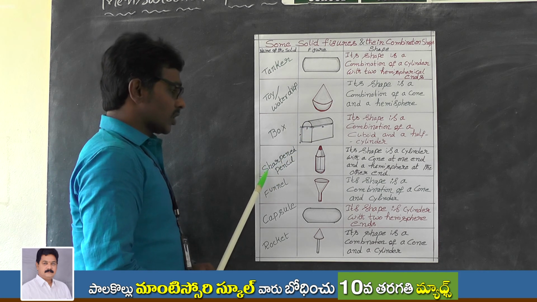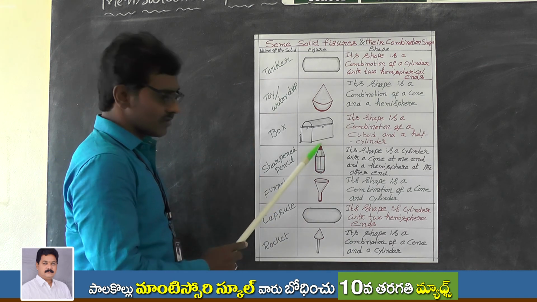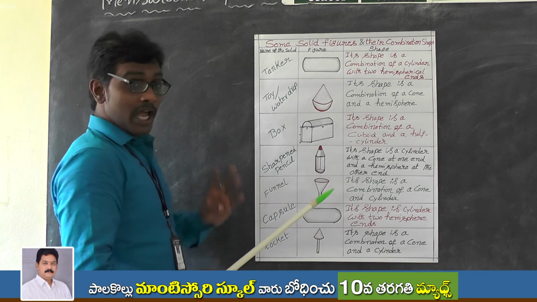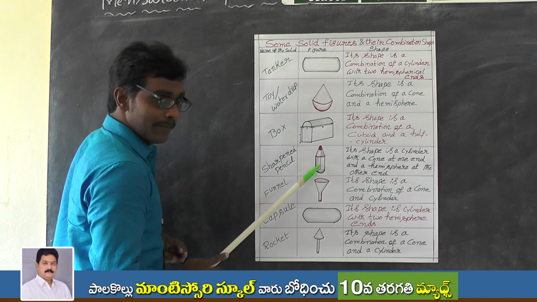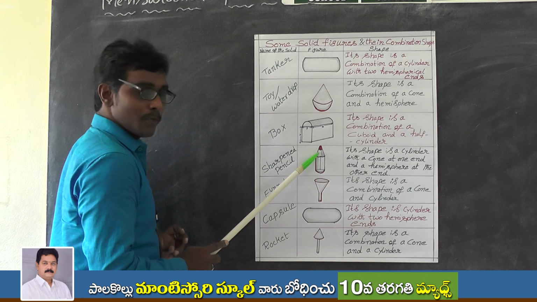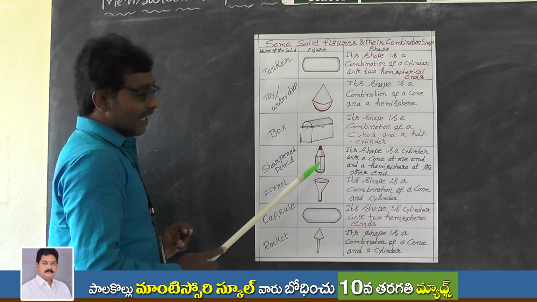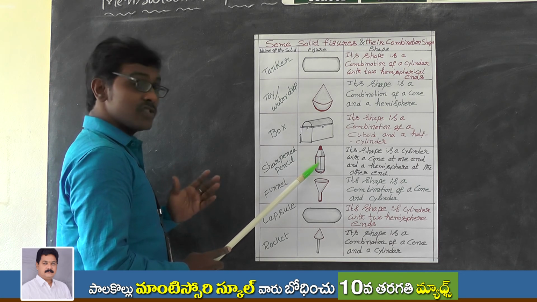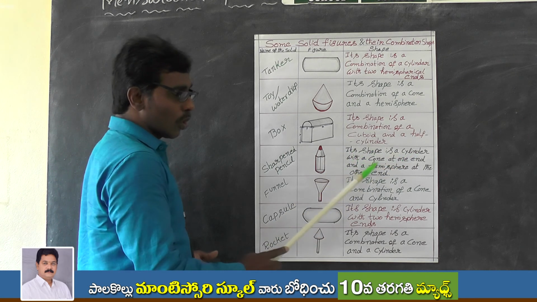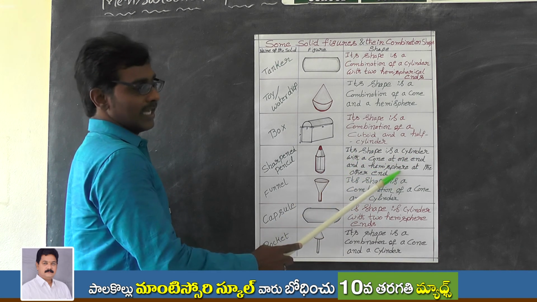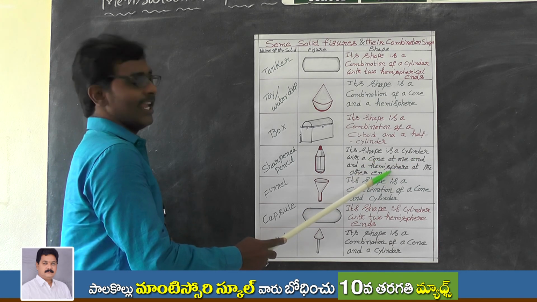Next one, sharp pencil. Just imagine a sharp pencil, guys. In the sharp pencil there are actually three solid combinations. The middle part is a cylinder portion, the upper portion is a cone portion, and the down portion is a hemisphere portion. So its shape is a cylinder with a cone at one end and a hemisphere at the other end.